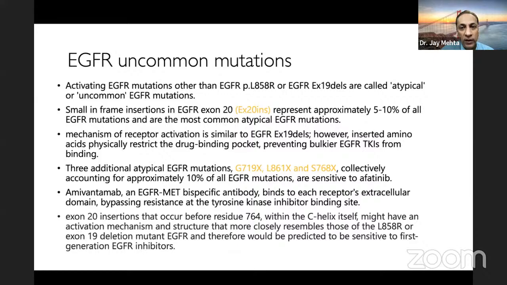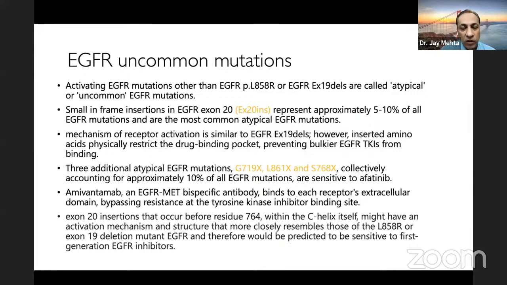Typically, it's the exon 20 insertion mutation that you get, accounting for about 5 to 10% of all EGFR mutations. Some of the other ones are G719X, L861X, and S768X. These are all collectively adding up to another 10%. They're all sensitive to afatinib.